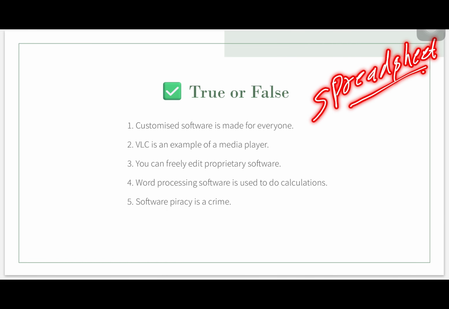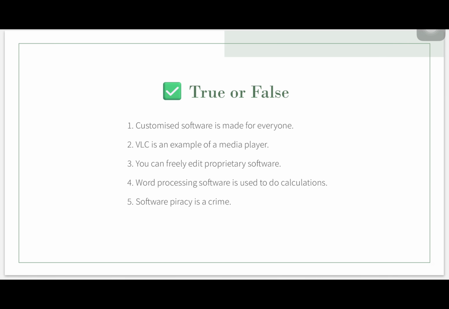Spreadsheet applications. Which are the applications? OpenOffice Calc, Microsoft Excel, or a web browser. If on the web, we choose Google Sheets, right? Now next, software piracy is a crime. True or false? Yes, it is a crime. It is illegal to use. See, false, true, false, false, true, right?